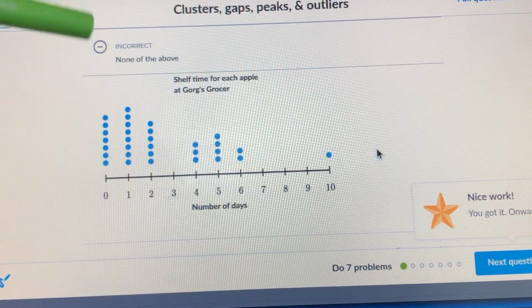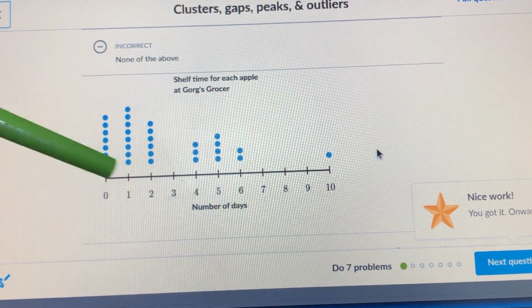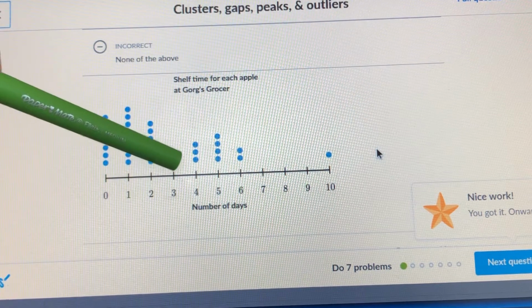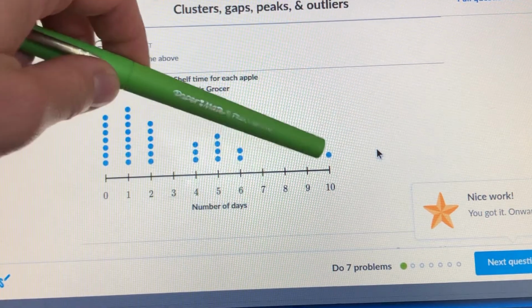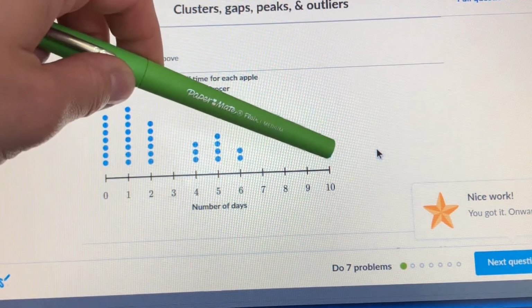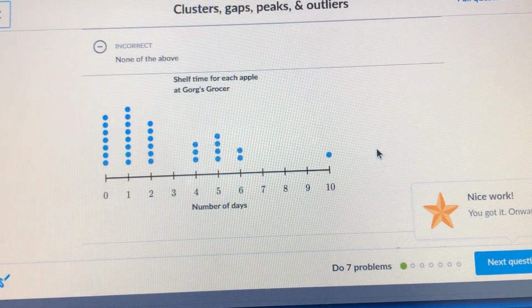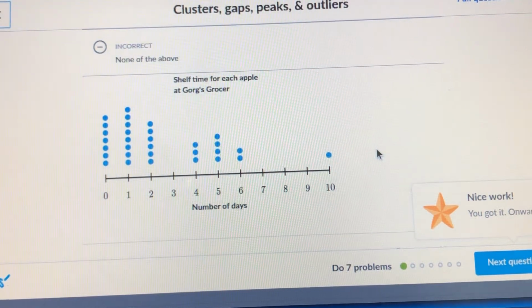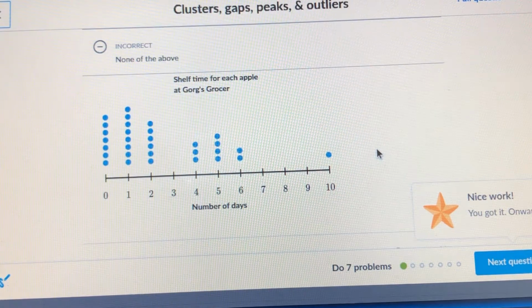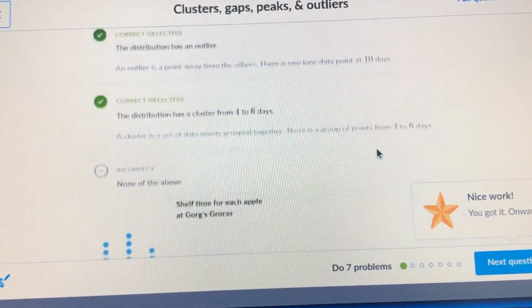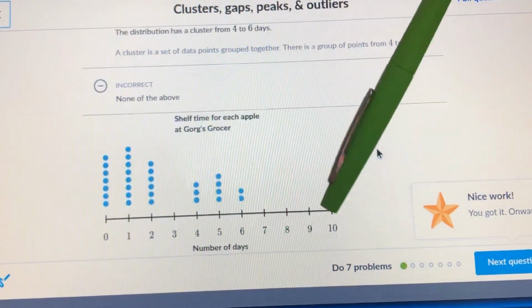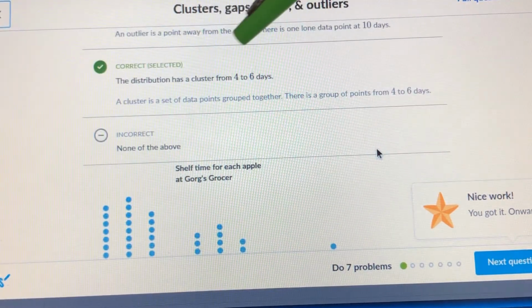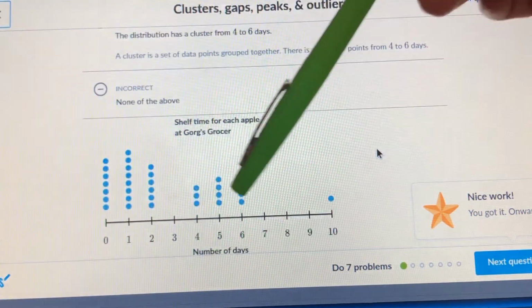You'll notice that there is a cluster of data between 0 and 2. There is a gap at 3, a cluster between 4 and 6, a gap from 7 to 9, and then 10 is an outlier. An outlier is just a piece of data that lies far outside all the rest of the data. So I had to click on all of the answers that applied. I said the distribution had an outlier. Yes, it did, right here at 10. And the distribution has a cluster from 4 to 6, which it did.